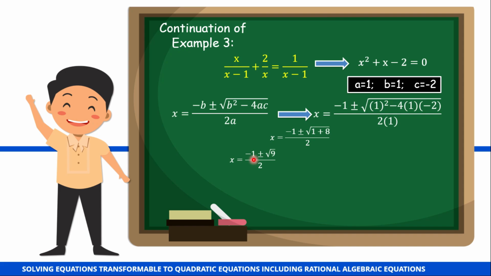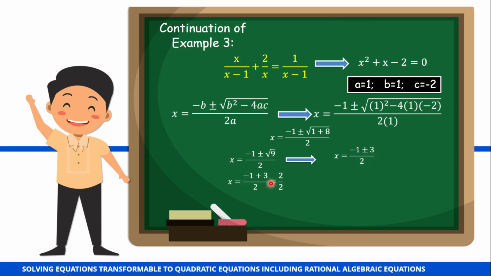So we have negative 1, positive, negative, square root of 9, all over 2. The square root of 9 is 3. So ang ating bagong equation ay x is equal to negative 1, positive, negative 3, all over 2. Gagamitin natin dito yung positive 3 at negative 3. Unahin natin yung sa positive 3.